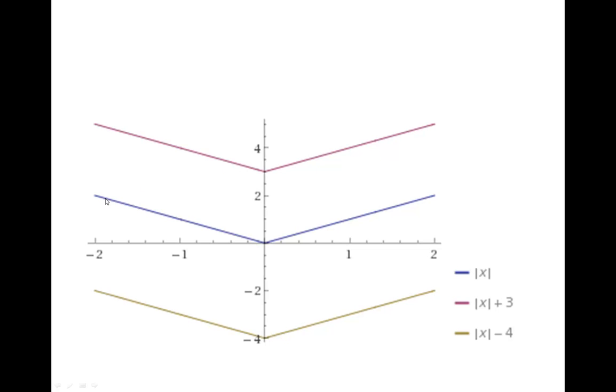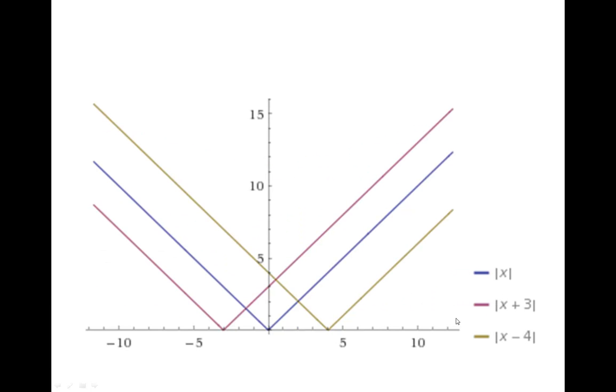If f of x is in one location, then the graph of f of x plus 3 just takes all those points in f of x and slides them up 3 units. F of x minus 4 just takes all these points in y equals f of x and slides them down 4 units. So this is adding to the output of a function.